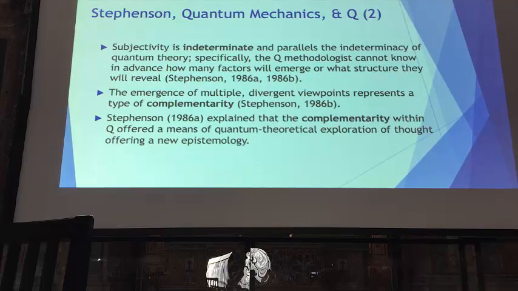So the key idea is that subjectivity is indeterminate, and that parallels the indeterminacy of quantum theory. Right? And so we really have no way of predicting. We could guess, but we don't really know how many factors will emerge or what the factor array structure will be like until we actually do our experiments. The emergence of multiple divergent viewpoints represents a type of complementarity. That was from Stephenson. Right?